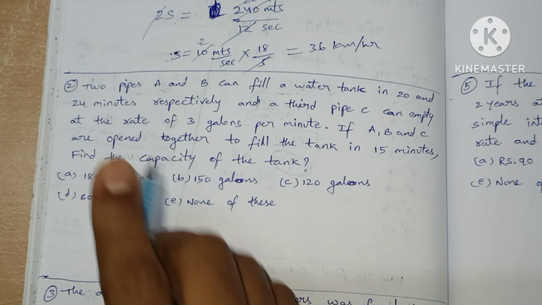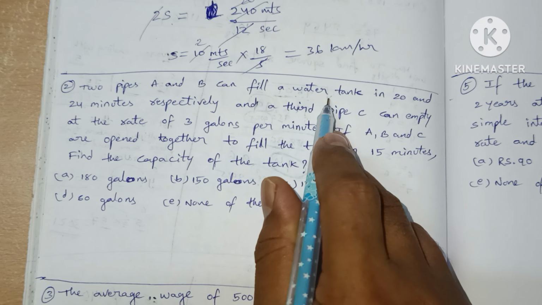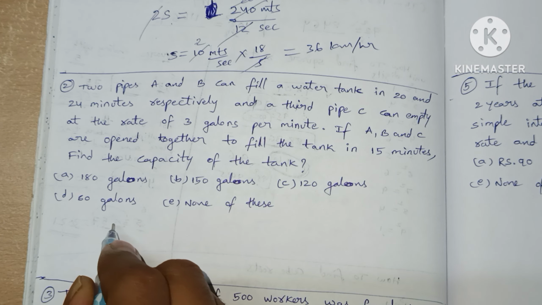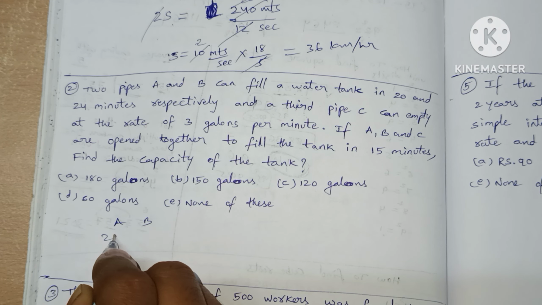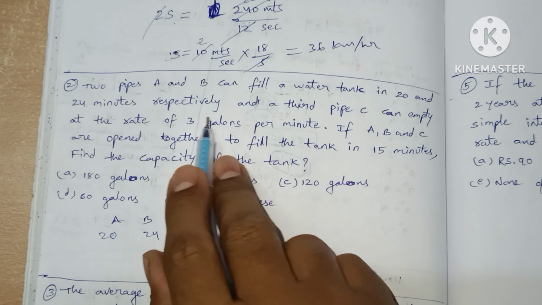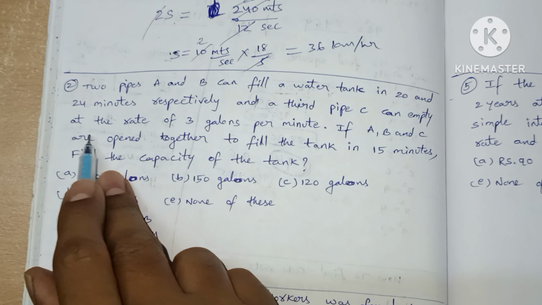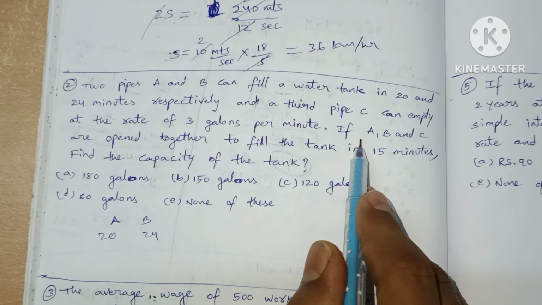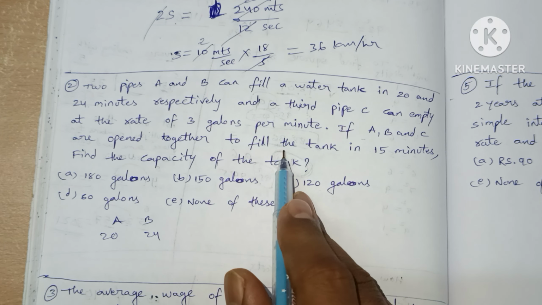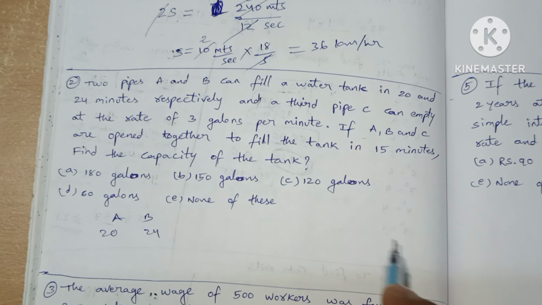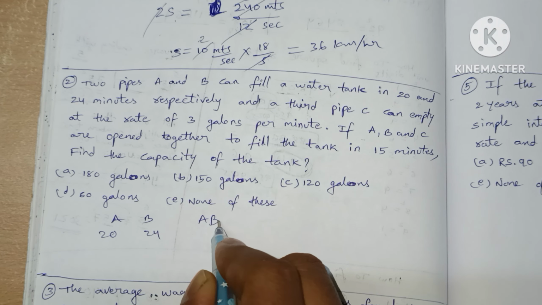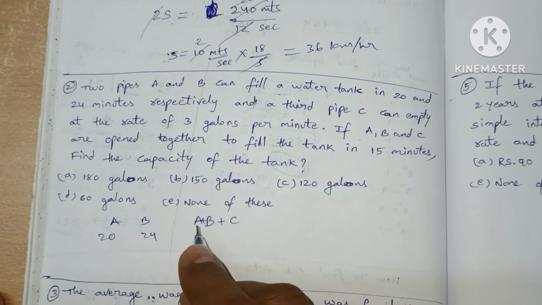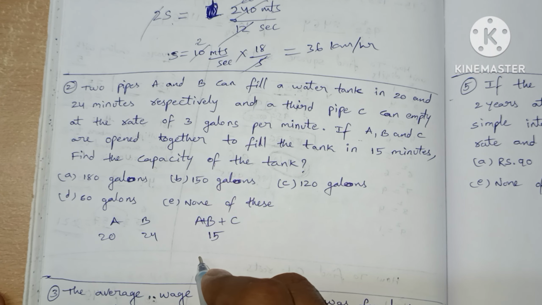Question number 2. Two pipes A and B can fill a water tank in 20 and 24 minutes, and a third pipe can empty at a rate of 3 gallons per minute. If A, B and C are opened together, they fill the tank in 15 minutes.